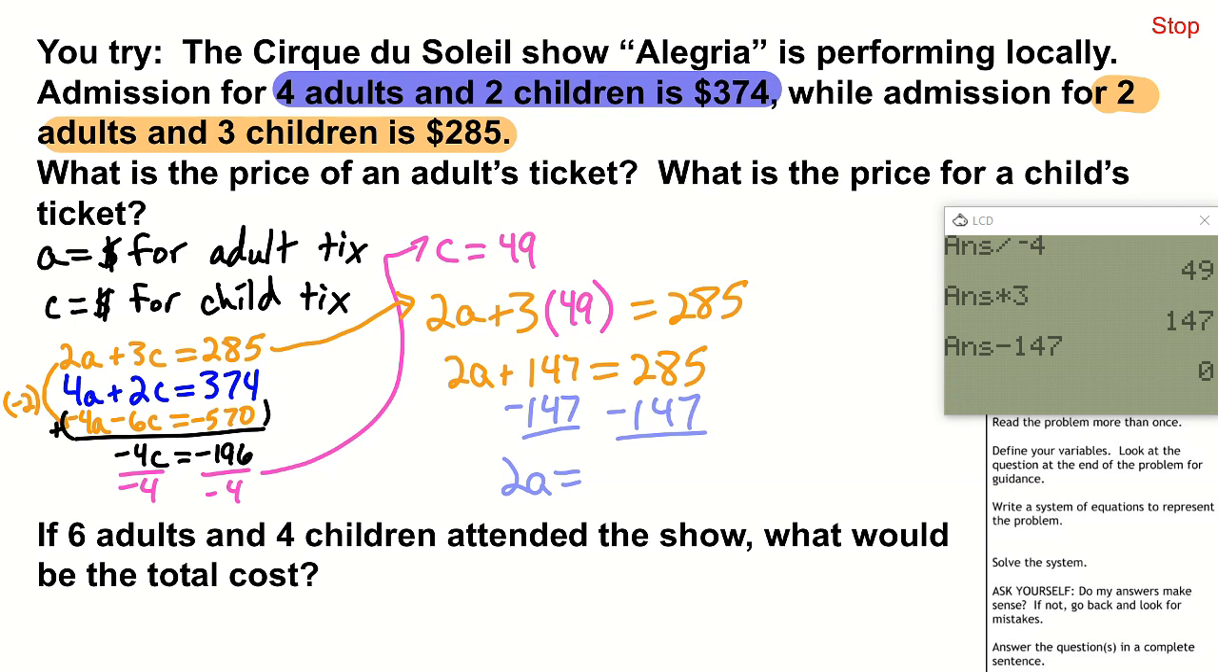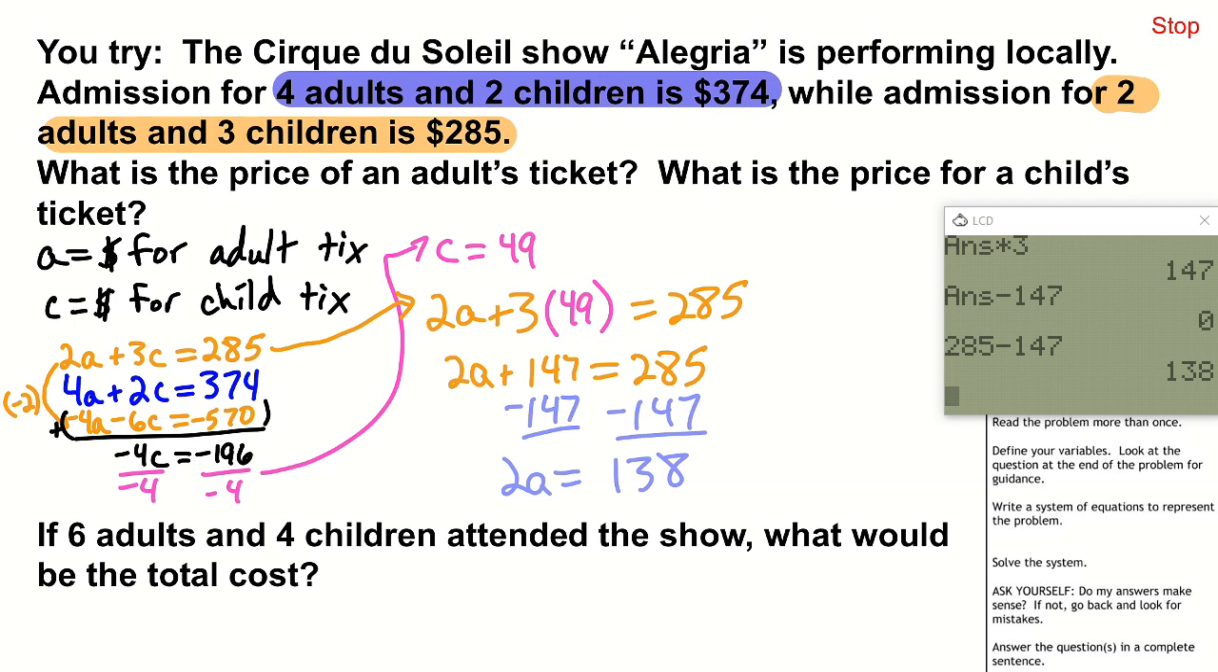Is that right? Did I make an error here? Yeah, I must have made an error. Does anyone see where my error occurred? Right here. Yeah, so it's 285 minus 147. So it's 138. There we go.